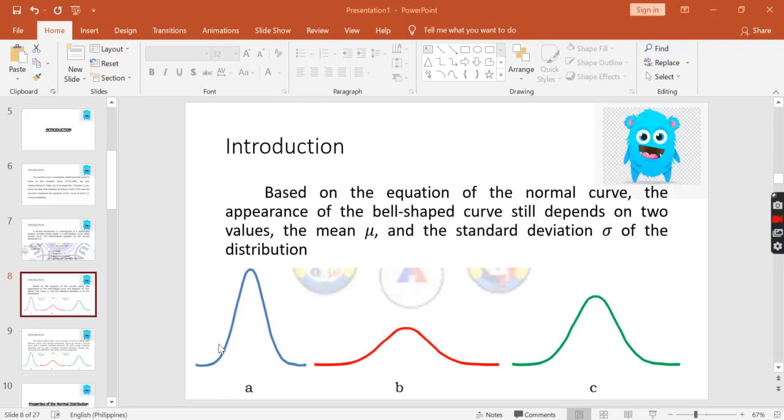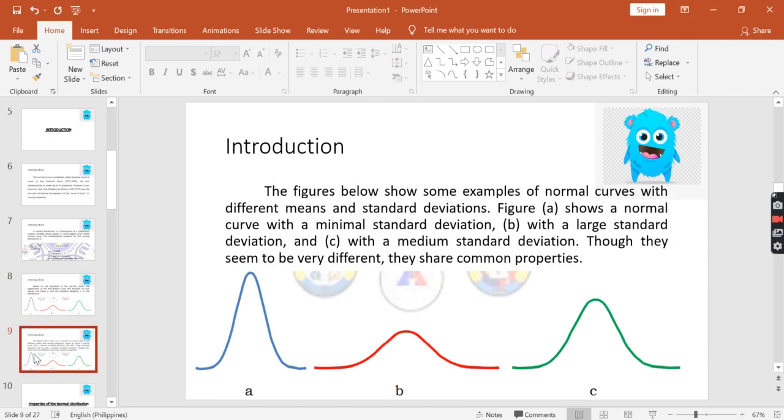See, A is taller than the rest, while B is the most flat curve. Okay? So the figures below show some examples of normal curves with different means and standard deviations. Figure A shows a normal curve with a minimal standard deviation, while B has a large standard deviation, and C has a median standard deviation. Though they seem to be different, they share common properties.